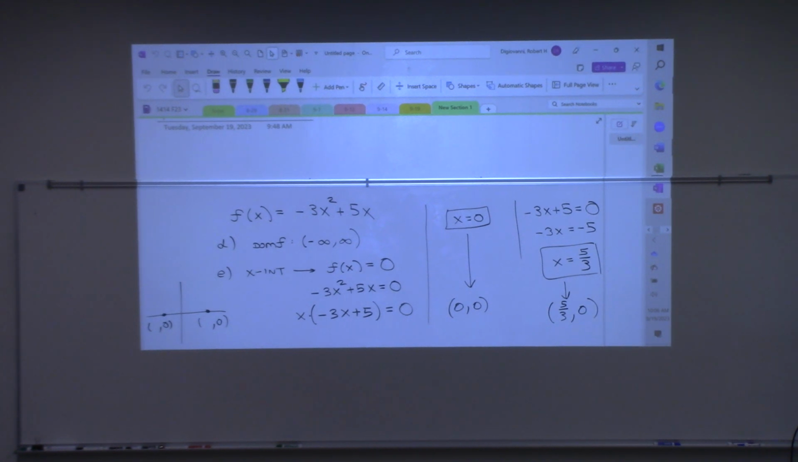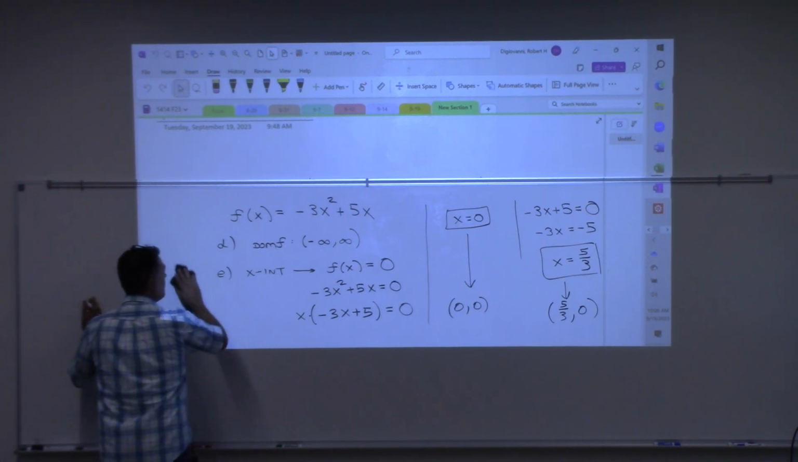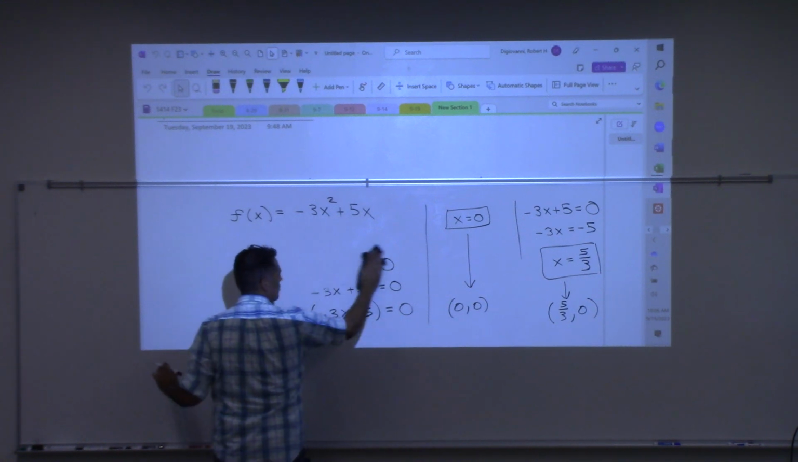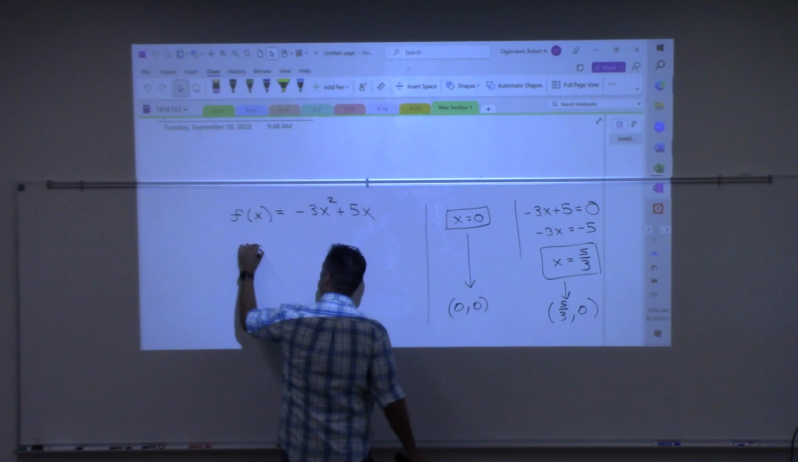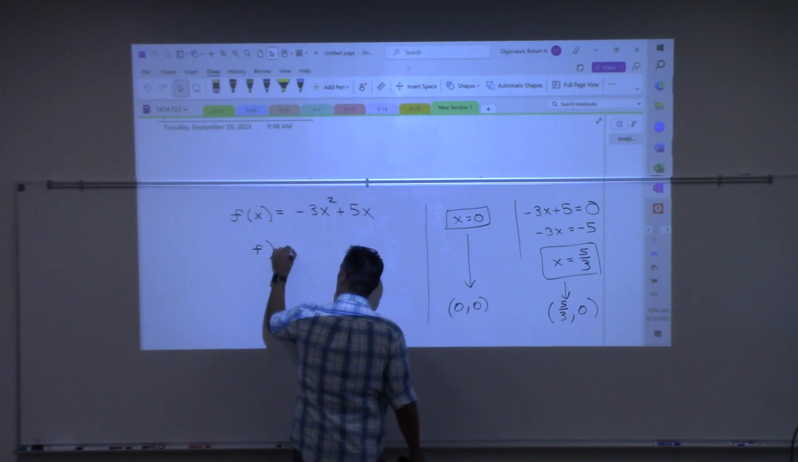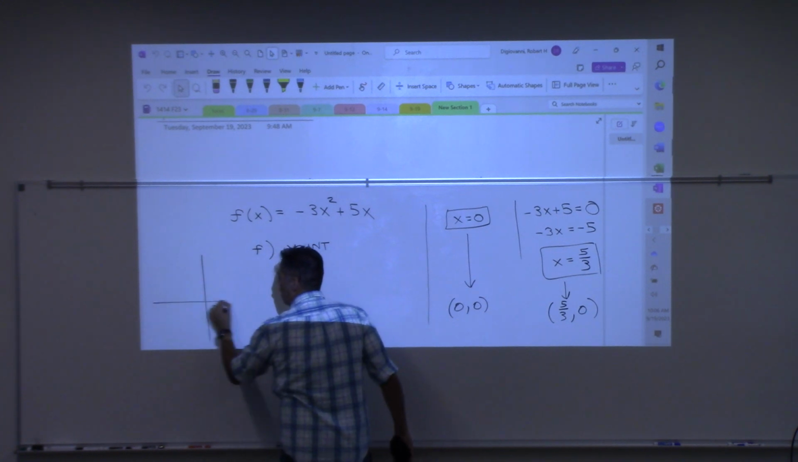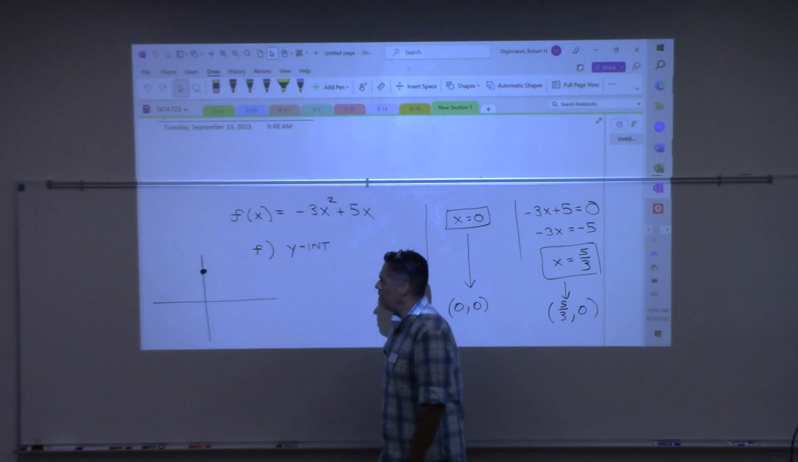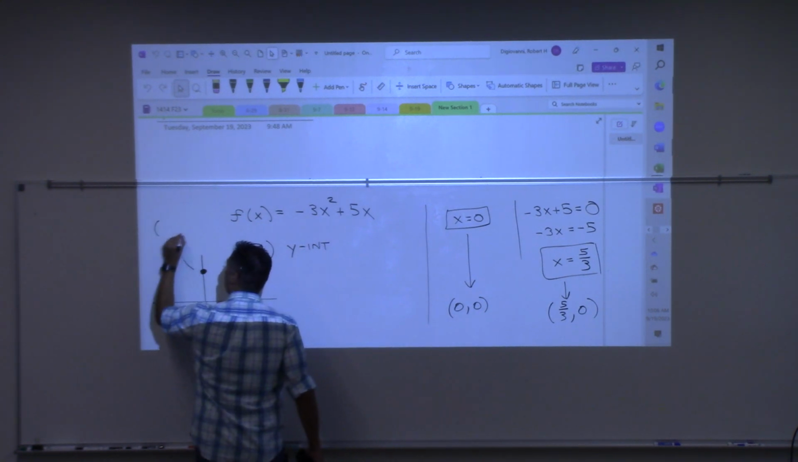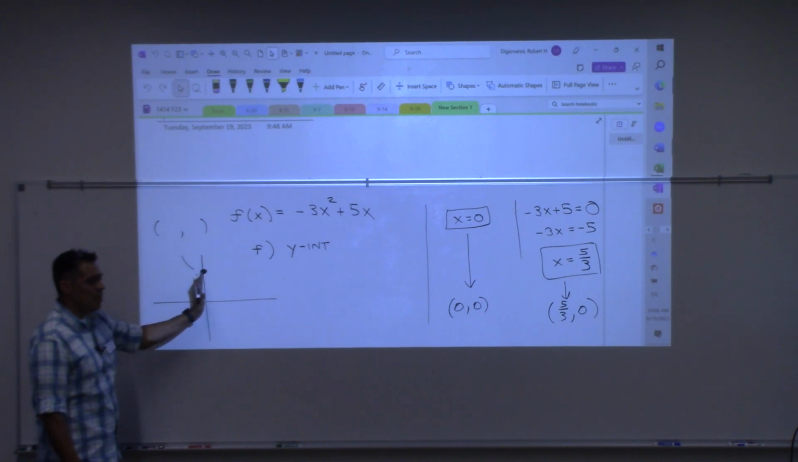Last part, part F. List the y-intercepts. Y-intercept, if there is one. It says if there is one. F, y-intercept. Okay, so when you talk about a y-intercept, that means where you hit the y-axis, right? What can you tell me about any y-intercept? The x-coordinate must be what? 0, because you're on the y-axis.